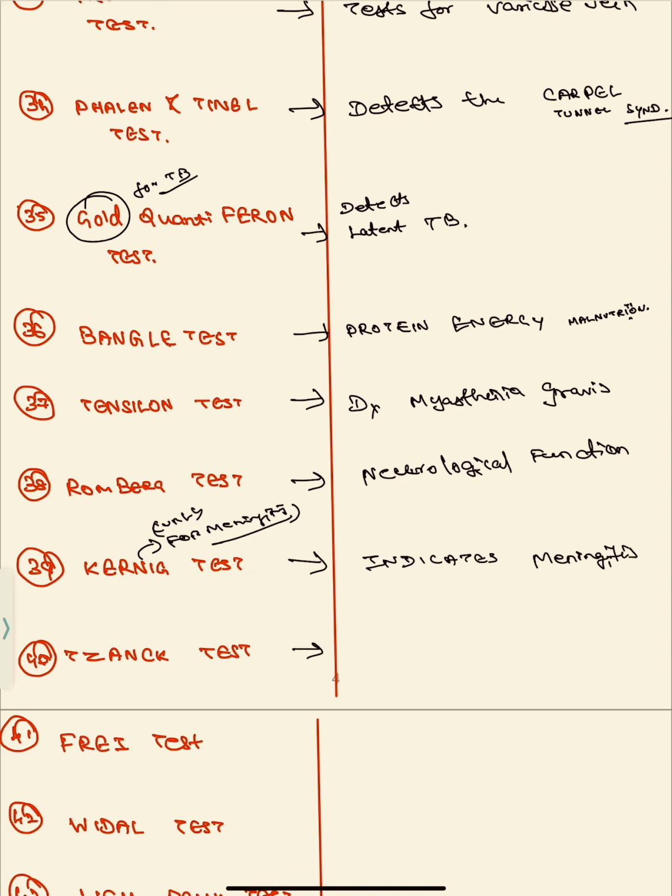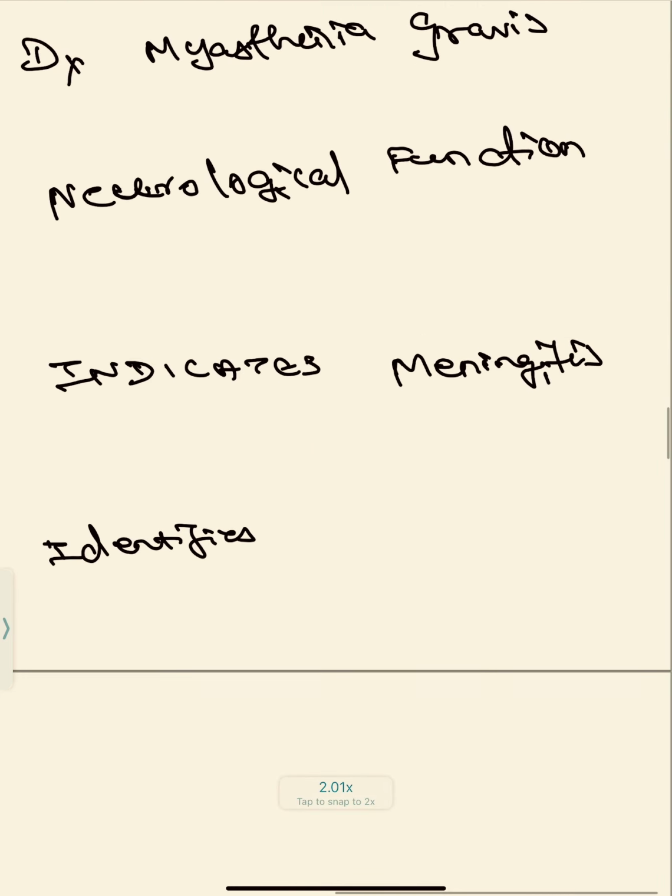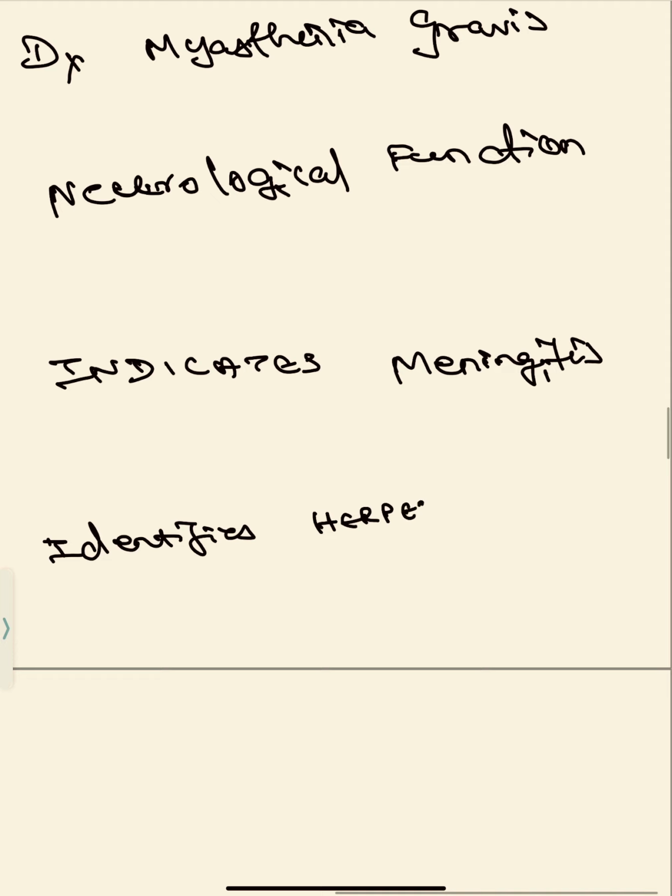Tzanck test identifies herpes zoster, herpes simplex or varicella. Tzanck is like for tiny blisters, no? So it identifies herpes simplex or varicella viruses.